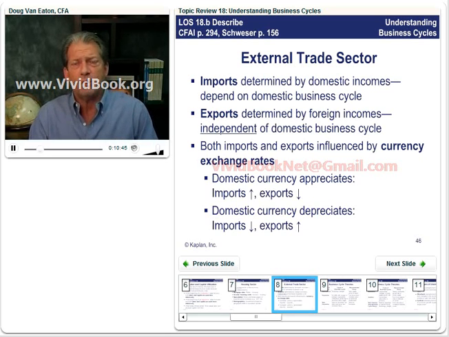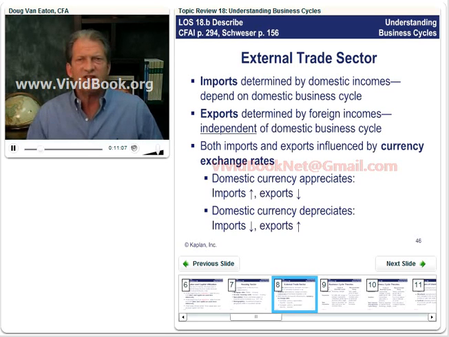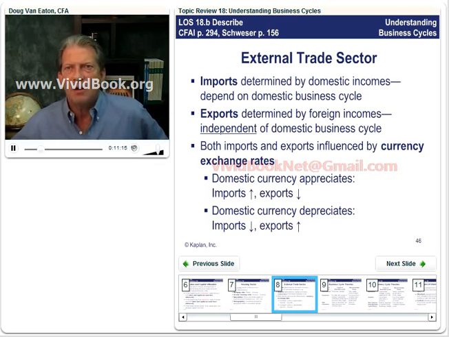Now, both imports and exports are influenced by currency exchange rates, and we have a couple of readings on international economics coming up where we'll discuss that in some detail. But as a preparation for that and to satisfy the required knowledge for this learning outcome statement, we say, well, if the domestic currency appreciates, imports go up and exports go down. Now, what do we mean by appreciates?